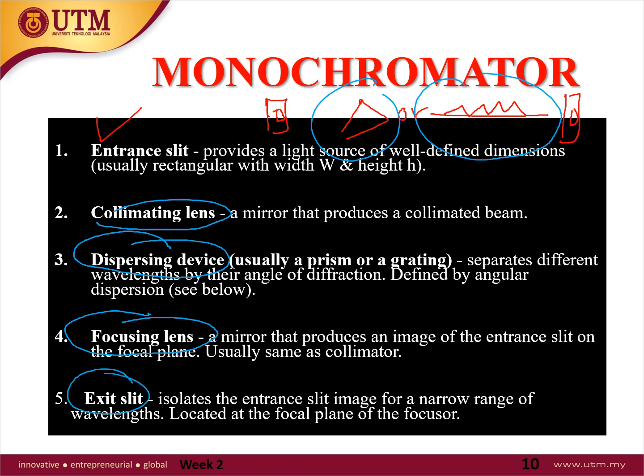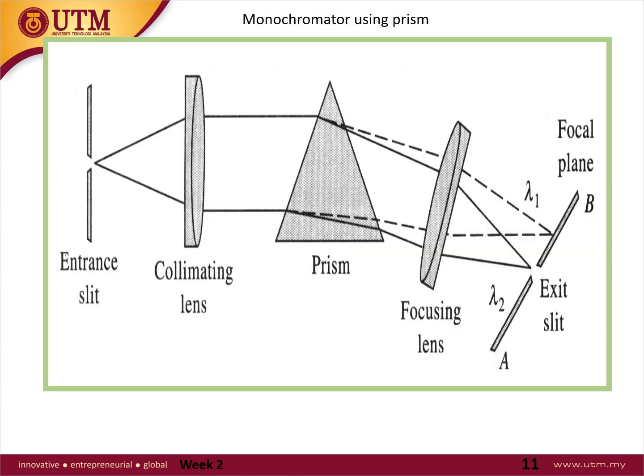The exit slit isolates the final wavelength. So this is the example. This is a monochromator using a prism. This is the prism, and this is the collimating lens and focusing lens. You can go on YouTube and see many animations of it, so that you can understand more about the wavelength that goes out.